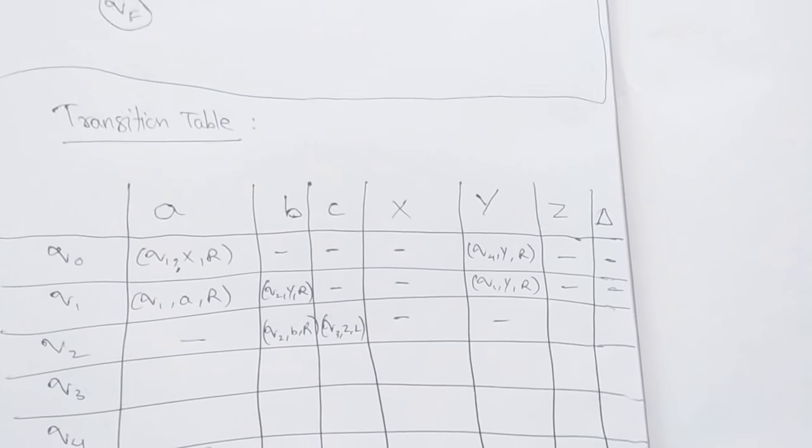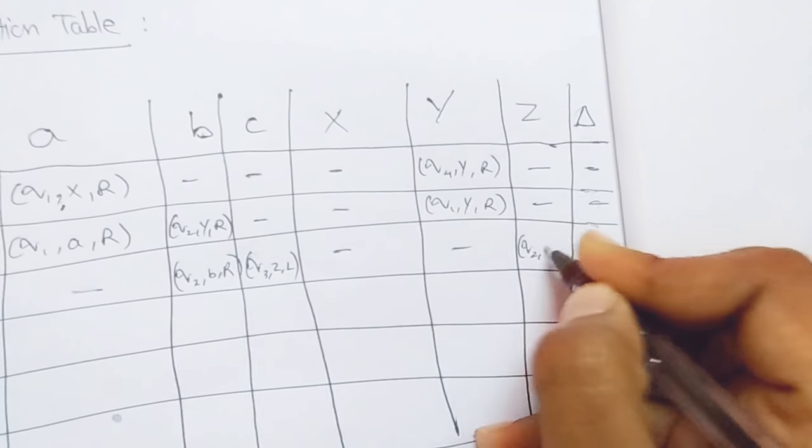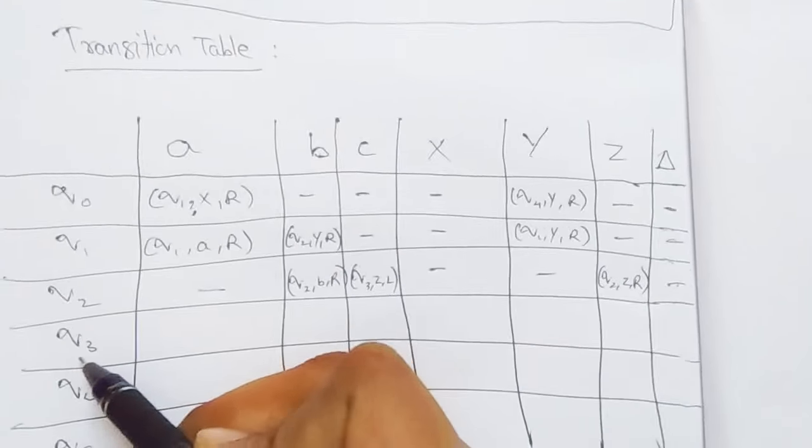Q2 to z, there is q2 itself, so q2 comma z comma r. Q2 to delta there is nothing, so nothing.